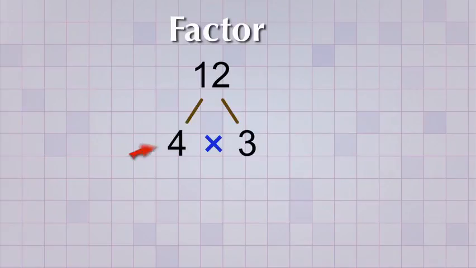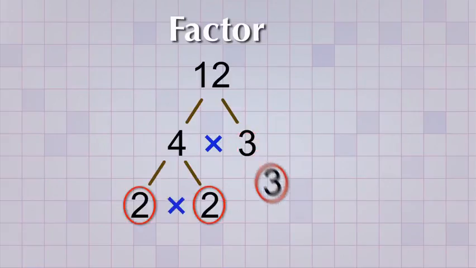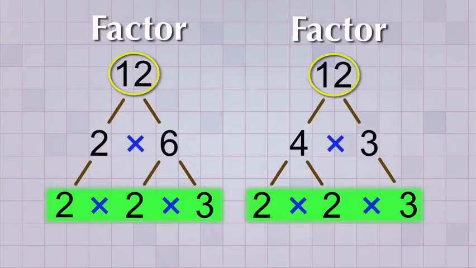So let's see. Are 4 and 3 prime numbers? Well, 3 is prime, but 4 is not. 4 can be factored into the primes 2 times 2. And again, if we bring down that 3 from the first step, we see that we have 3 prime factors for 12. And they're the exact same ones that we got the first time.